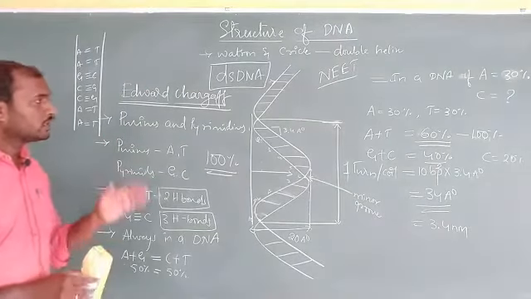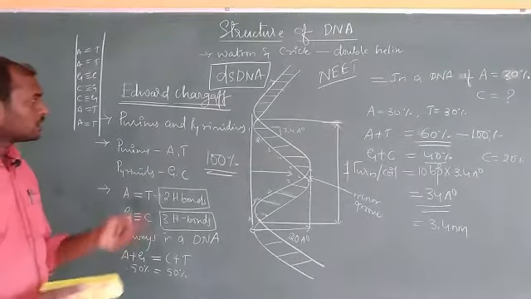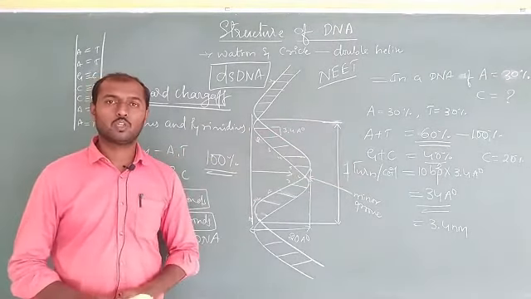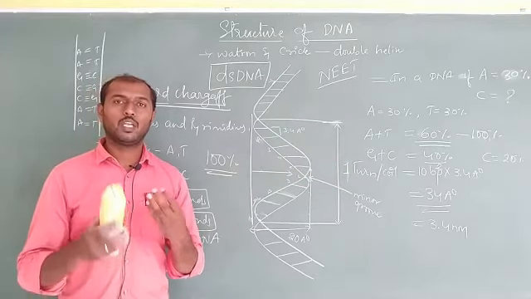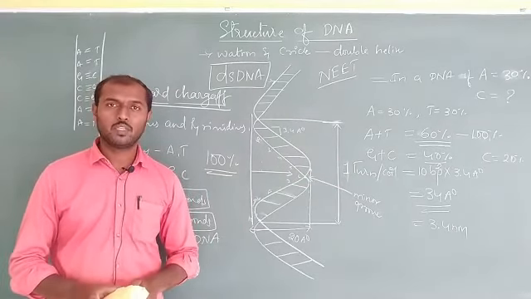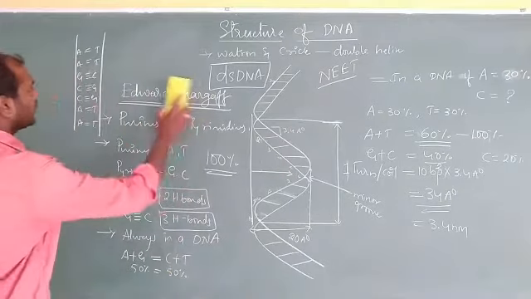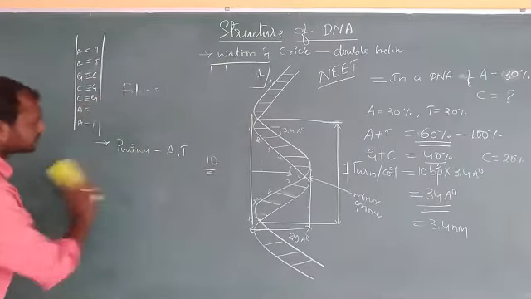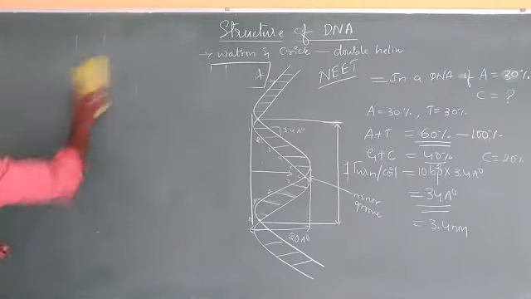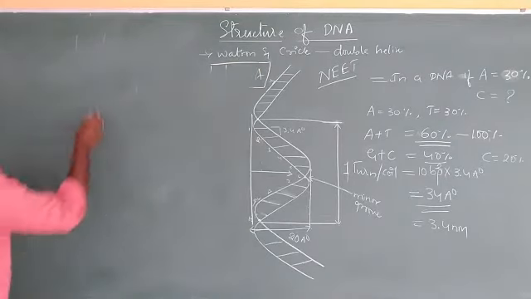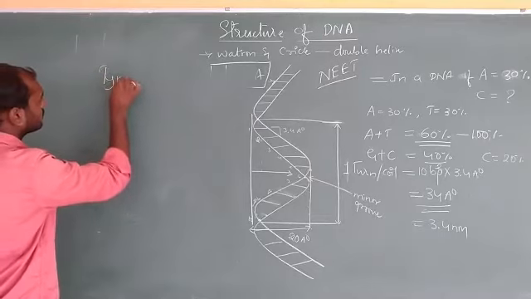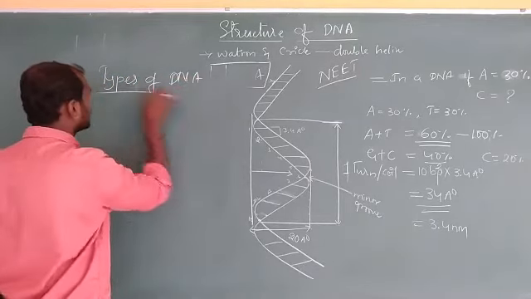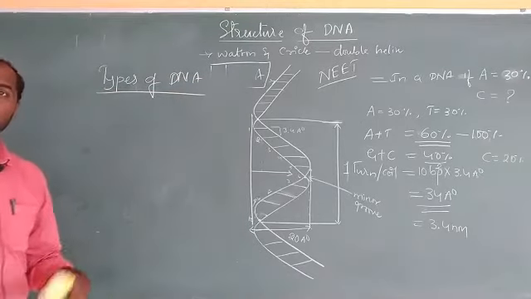Okay, this is regarding the DNA, the Chargaff rule, and how the base equivalence rule plays an important role in the construction of the DNA. Okay, so next, in this only, the last topic of the DNA structure, that is types of DNA. So there are many types of DNA we are going to get.